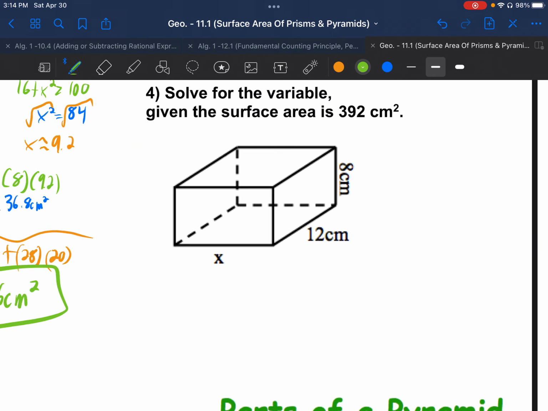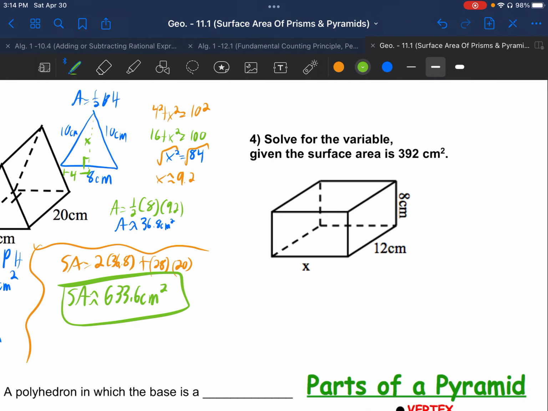On number 4, we're given another rectangular prism where the sides, or the bases, are rectangles. This time though, we're actually solving for one of the side lengths. We know the surface area is 392. It'd be helpful again to write our surface area formula: 2 times the area of the base plus the perimeter times the height.